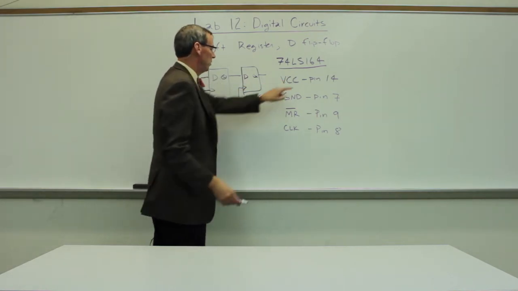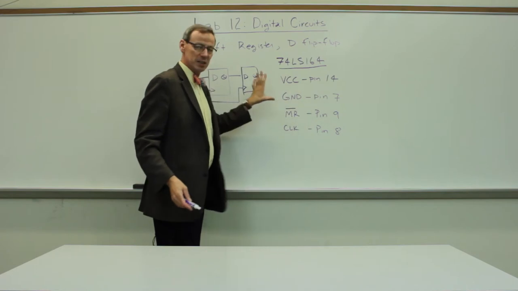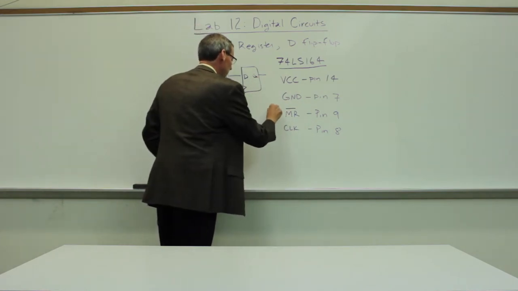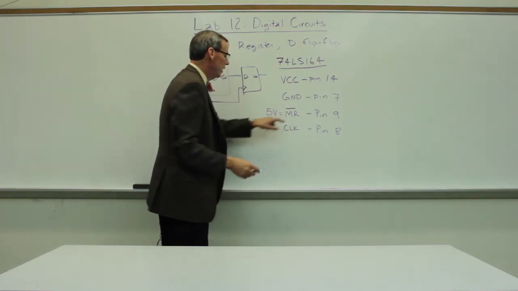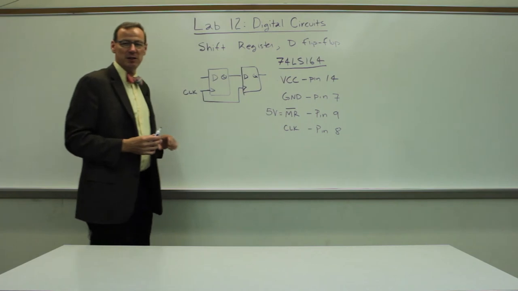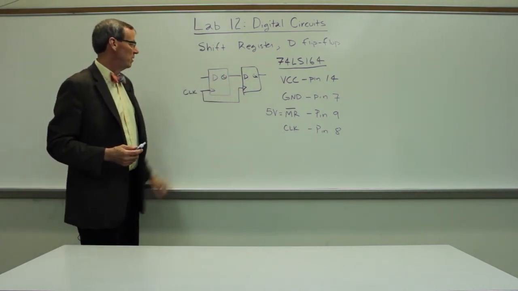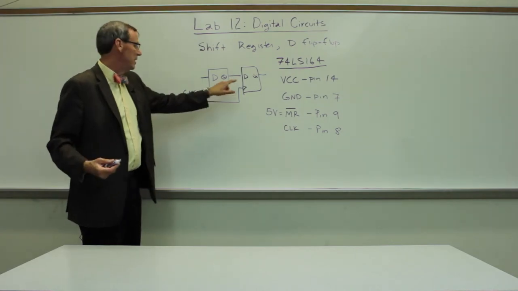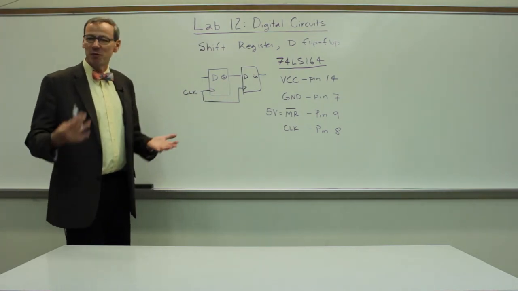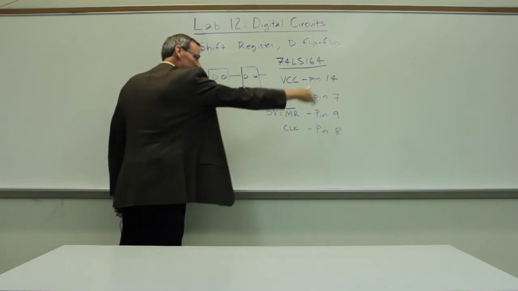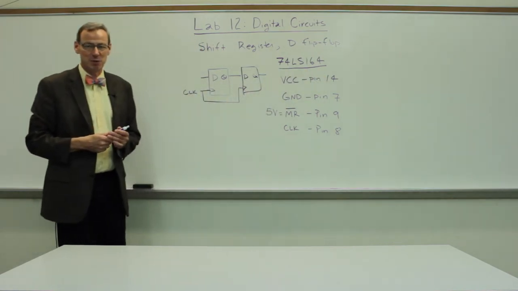VCC, our 5 volts, ground, obvious connections. There's one other thing that we need to hold at 5 volts, which is called the MR bar, pin 9, and the clock goes into pin 8. And the rest of the pins on this 14-pin chip are the various outputs. And we will, as we've done before, put LEDs on these various outputs. And if we build the circuit correctly, the lights will flash and sort of move across in a line if we do the right input.